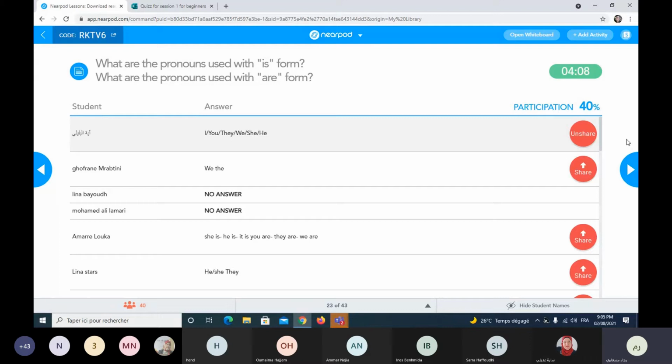So you still have 3 minutes to write your answers. Anyone else who wants to participate? Mrs. Raja, we have Nede in the chat. She says she didn't understand. If she wants, she can speak. You didn't understand what? The pronouns or all the lesson or which part? You can speak if you want. You raise your hand and you speak.